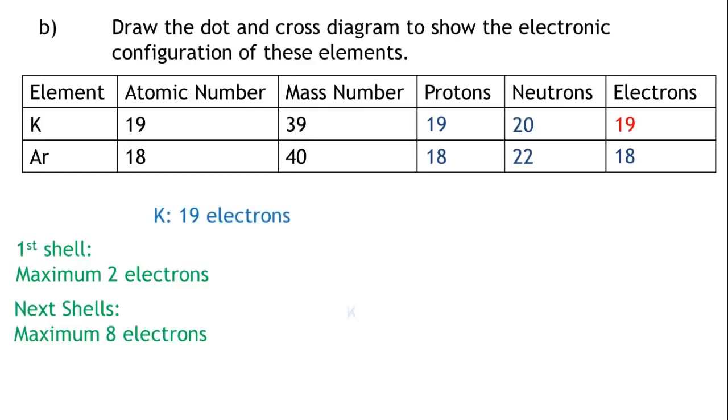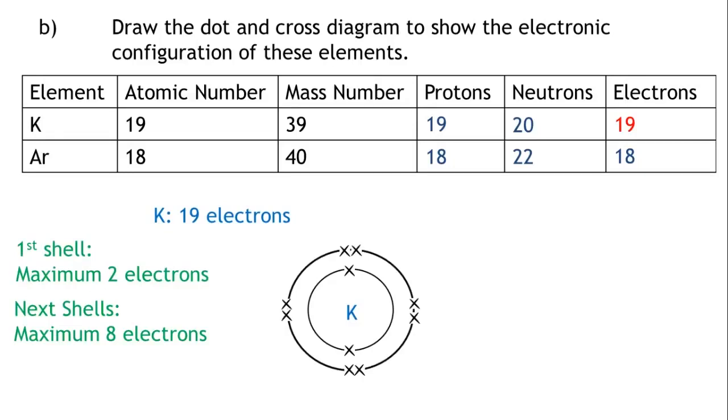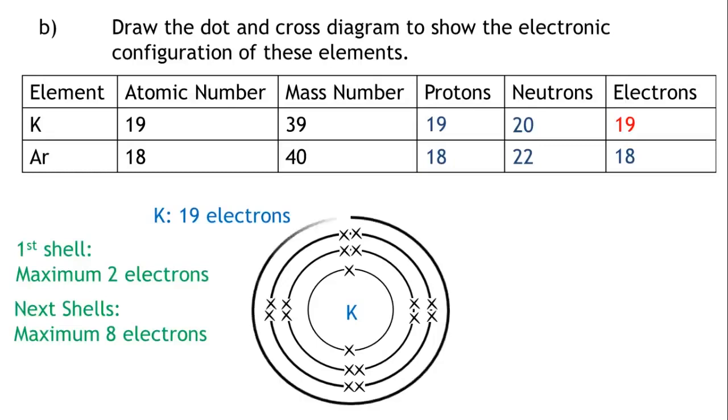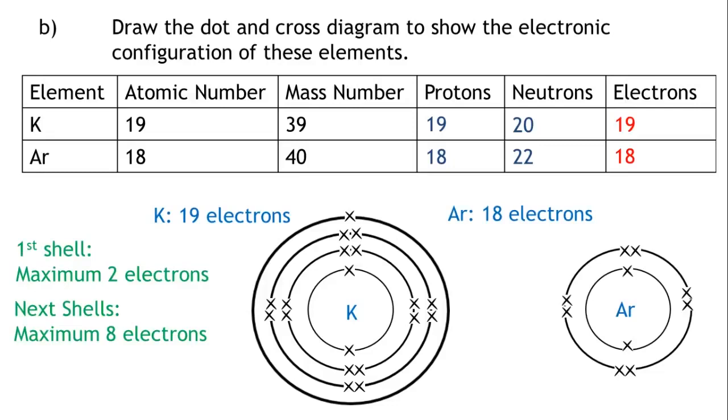Potassium has 19 electrons. 2 in the first shell, 8 in the second shell, 8 in the third shell, and 1 in the fourth shell. Argon has 18 electrons. 2 in the first shell, 8 in the second shell, and 8 in the third shell.